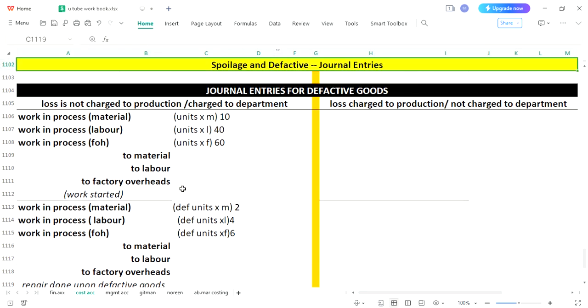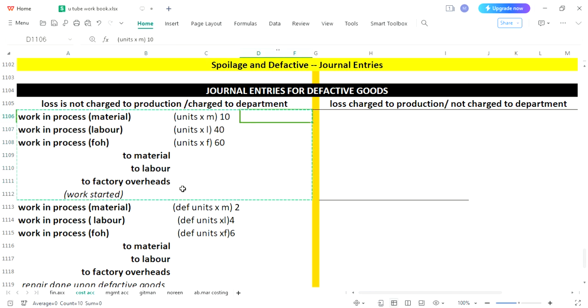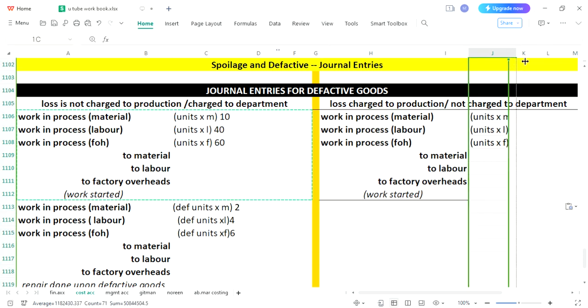Under defective goods, this first entry without any change you will be putting to the right side. Again, the heading is the same as you have written in spoiled goods. Loss is charged to the production. Loss is not charged to the production but charged to the department. Here loss is charged to production, not charged to the department. Here charged to department, and over here not charged to the department. But in both cases the first entry would be the same, and even their amounts would also be similar. There will not be any change.